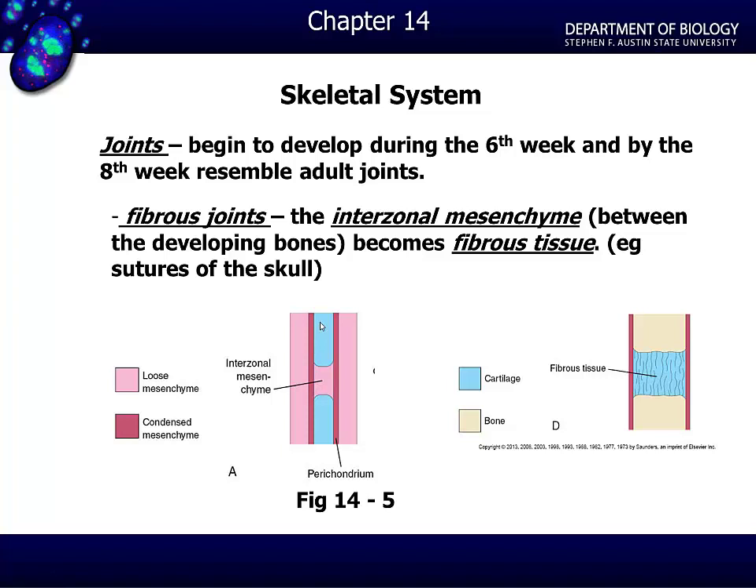So with our sutures, what we're going to see is this interzonal mesenchyme, this loose mesenchyme between where we're forming the cartilage and the bones. This is going to persist and be changed and converted into fibrous connective tissue. It's going to hold these bones close enough together so that over time this space is going to be filled in, and you will have just a very faint hint of a line between, and that's going to be the sutures of our skull.